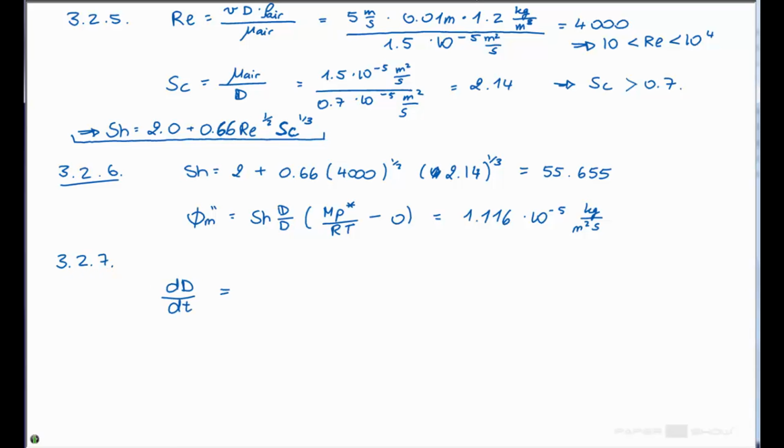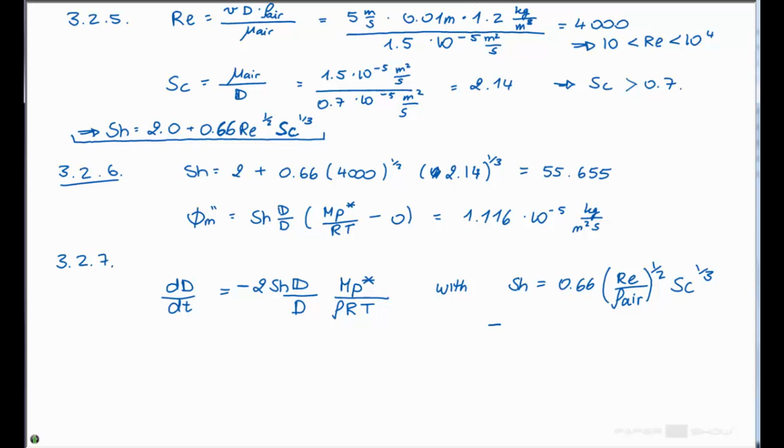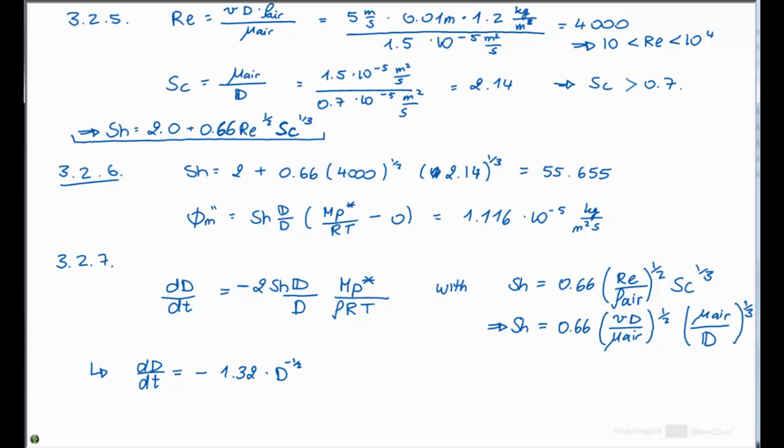For the last question, so 3.2.7, we are asked again to calculate the time needed for the diameter of the particle to be halved. However, with this new Sherwood expression, integration will become very complicated. This is why we are giving a new simplified expression that will give us a realistic result. So now the Sherwood number will be 0.66 times the Reynolds number divided by density of air to the power of half times Schmidt's number to the power of a third. And this gives us a new differential equation.